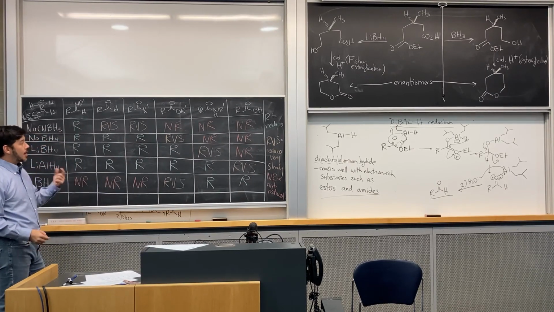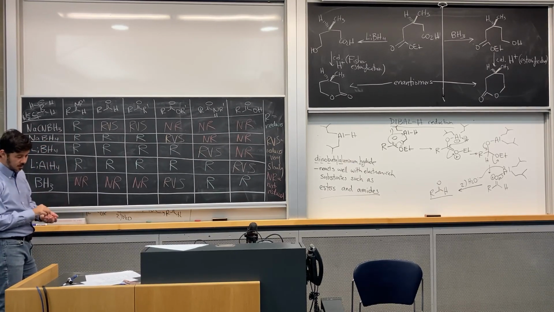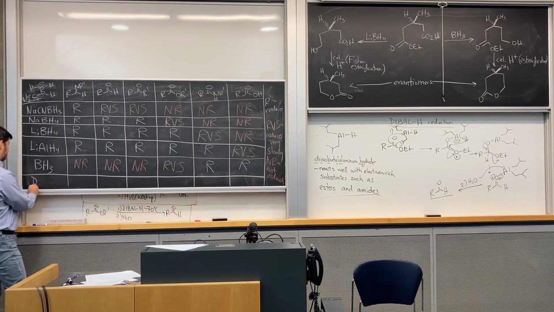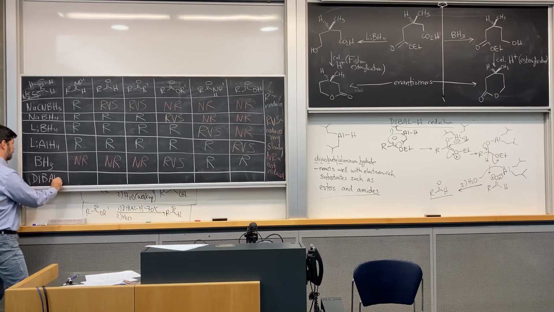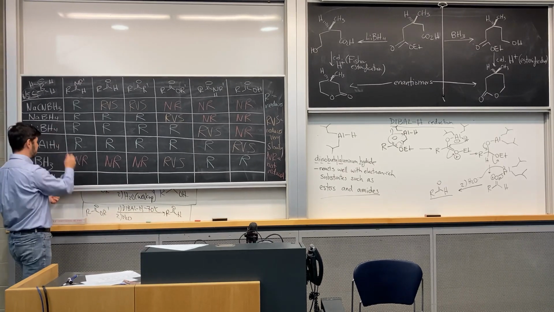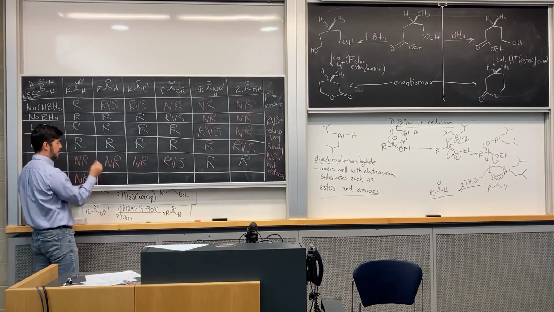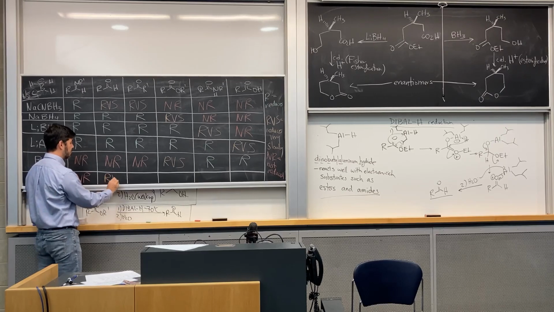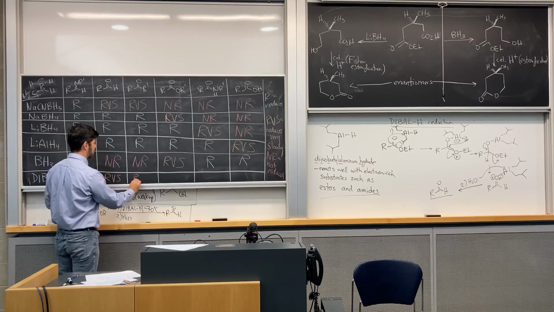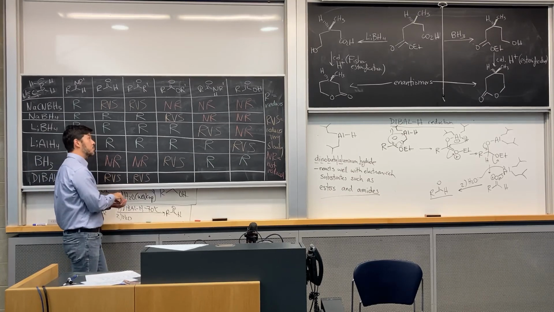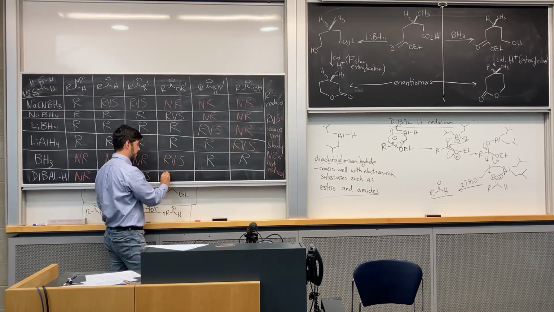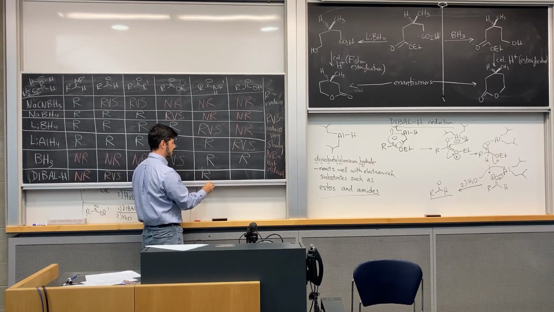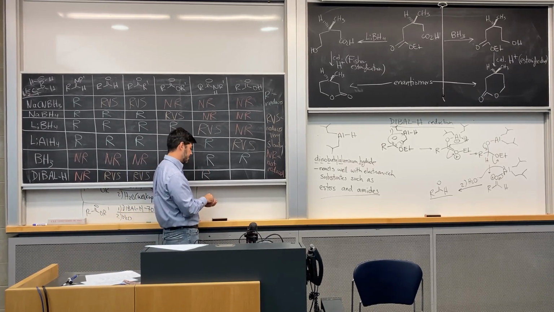And then finally, I don't have room for DIBAL, or maybe I can put it in. The DIBAL, yeah, let's put it in. DIBAL-H doesn't touch imines. Aldehydes, you know, you would never use this for aldehydes, so I'll just put reduces very slowly, reduces very slowly. And then this will reduce esters and amides, right? But this will stop at the aldehyde. Same with the amide here. And then for carboxylic acids, it doesn't work very well.